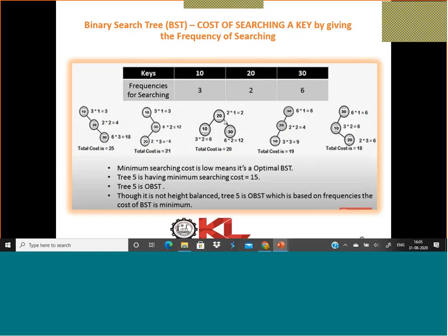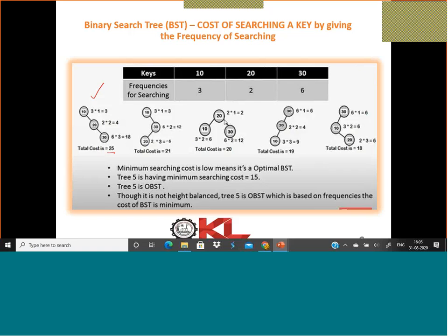3 into how many comparisons? Only one comparison is enough to identify 10 in the first tree. I am talking about the first tree. So 3. For accessing 20, 2 comparisons are required and the frequency is 2, so 2 into 2 is equal to 4. Similarly, for the third element, 6 into 3 is 18. So the total number of comparisons required to fulfill the given data is 25 if I am using the first tree.